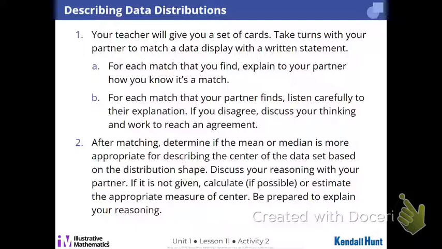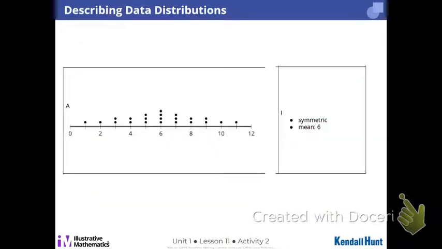When you finish number 1, I want you to stop. We're going to make sure all of our piles are correct before we move on to number 2. I'm going to start revealing our matches. So, here's A. It's symmetric, bell-shaped, and the average is 6. Are we good with that?